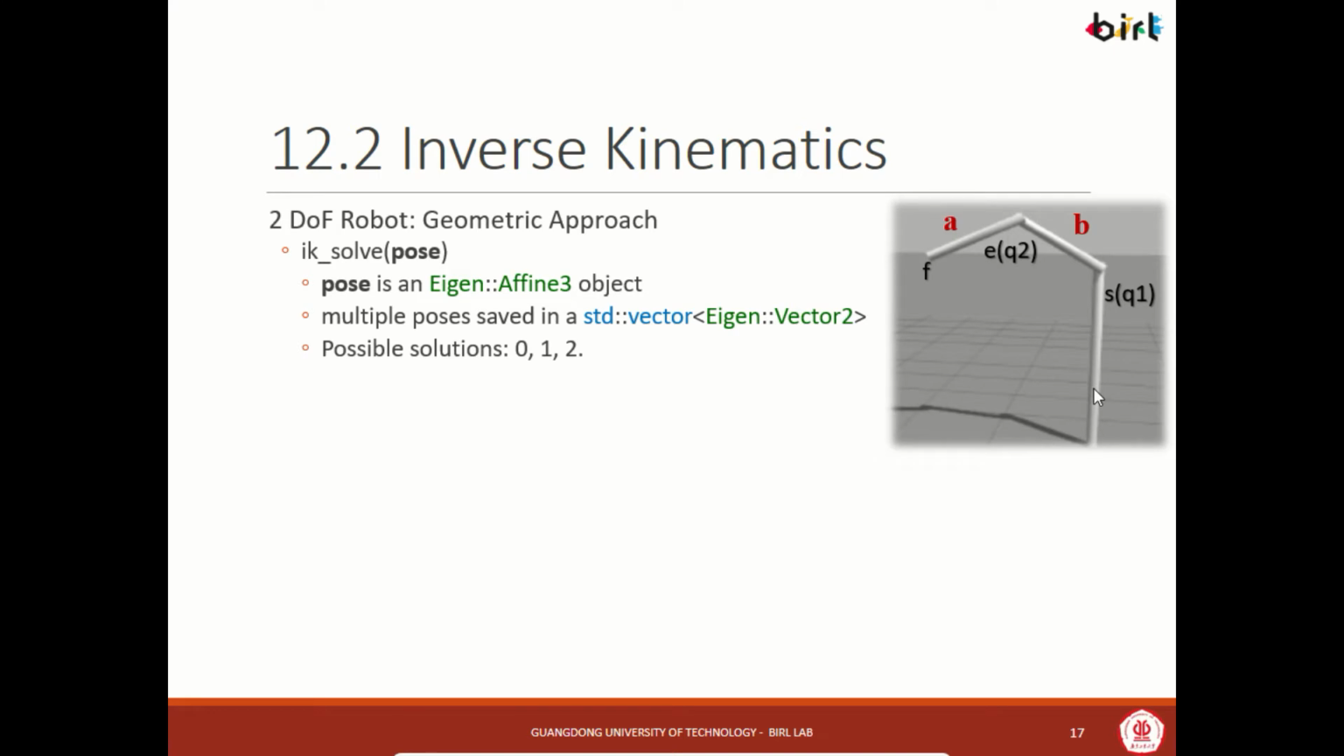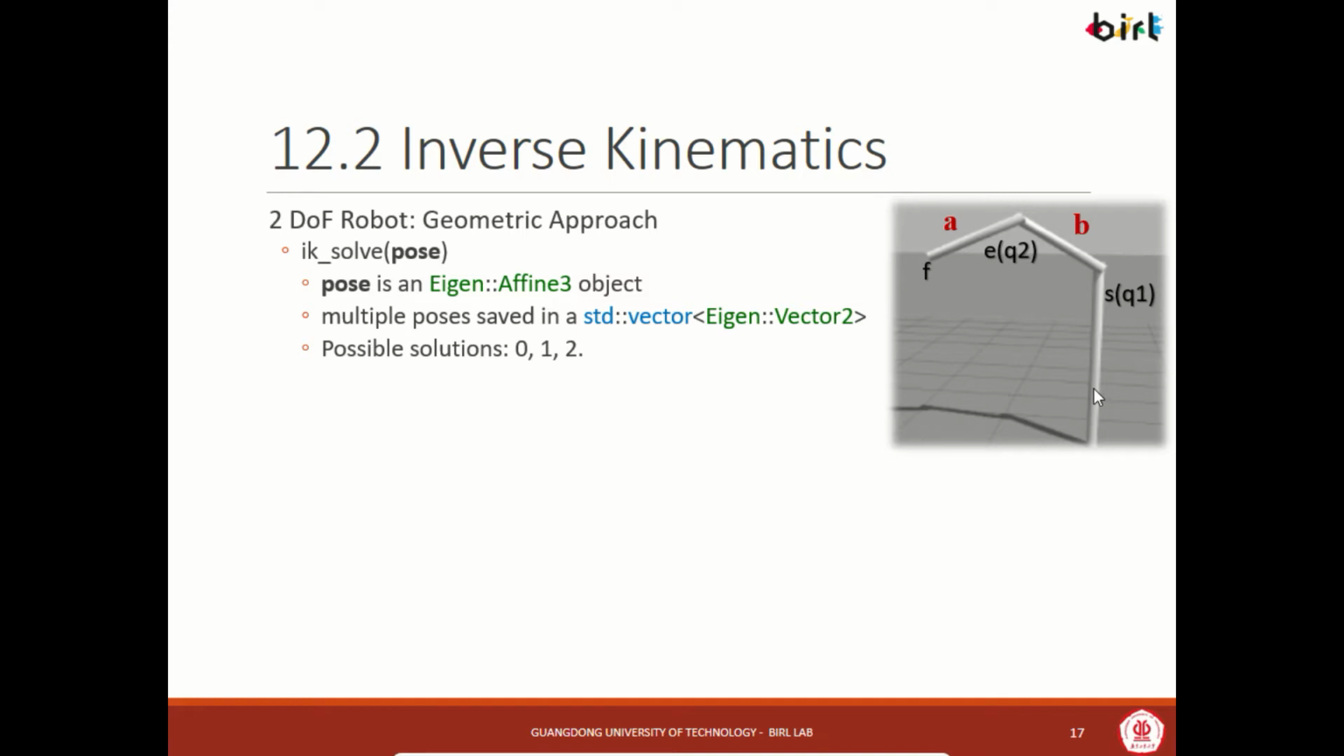So let's start with the 2 degree of freedom robot that we used for forward kinematics. You can see the image on the right. And here we have our 2 joints, right? One is the shoulder, represented by S or Q1 in this diagram. The other one is the elbow, represented by E or Q2. And then the end point of the robot can also be called the flange, represented by F.